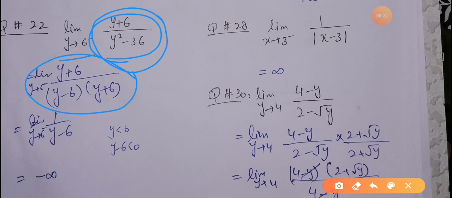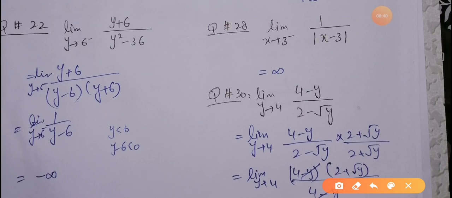So when I simplified it, I get 1 over y minus x. When I draw the sign chart for this, here is 6, negative on the left-hand side and positive on the right-hand side. So whenever we are approaching 6 from the left-hand side, it must be equal to negative infinity.